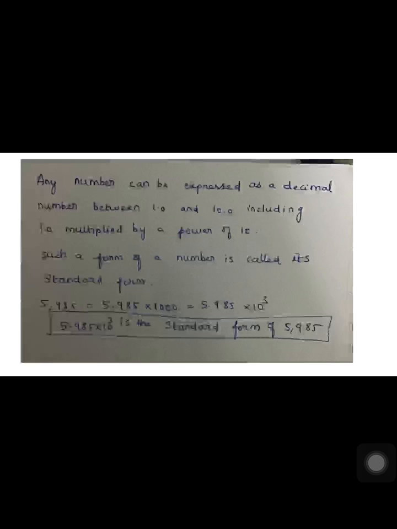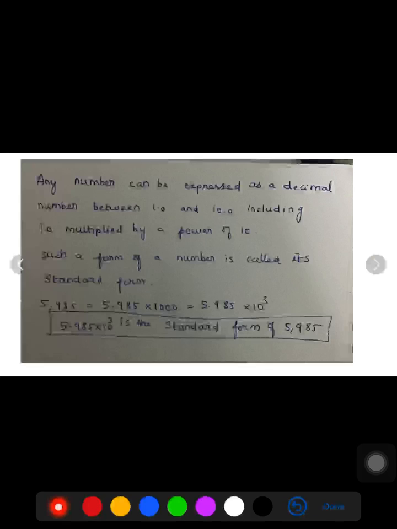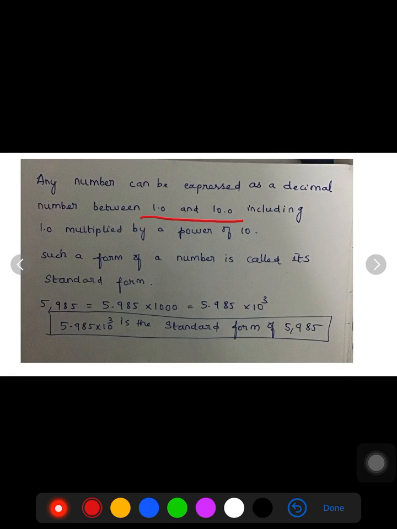Before getting into the exercise problems, you need to know what a standard form is and how to represent a number in standard form. Any number expressed as a decimal number between 1.0 and 10.0, which means it should have only one digit in its ones place, like 1 point something. It can have tenths, hundredths, that's not an issue at all here.